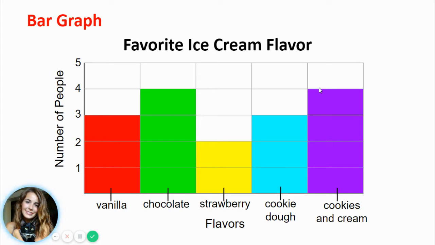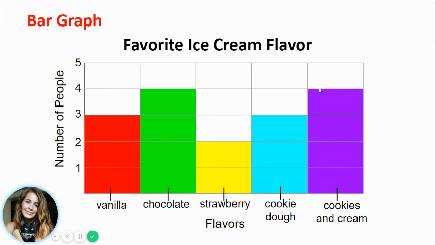When I look at the categories or the answer choices along the bottom, I notice that they are words and not numbers. So this bar graph is showing categorical data: vanilla, strawberry, chocolate, cookie dough. Those categories are words and not numbers.